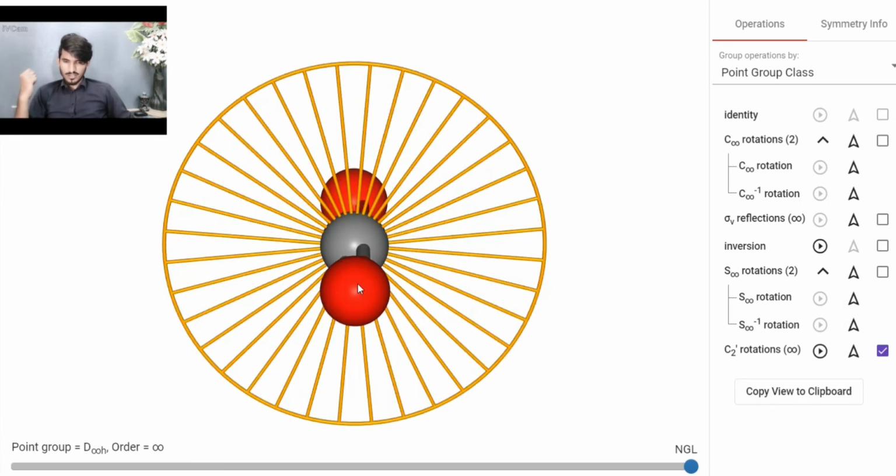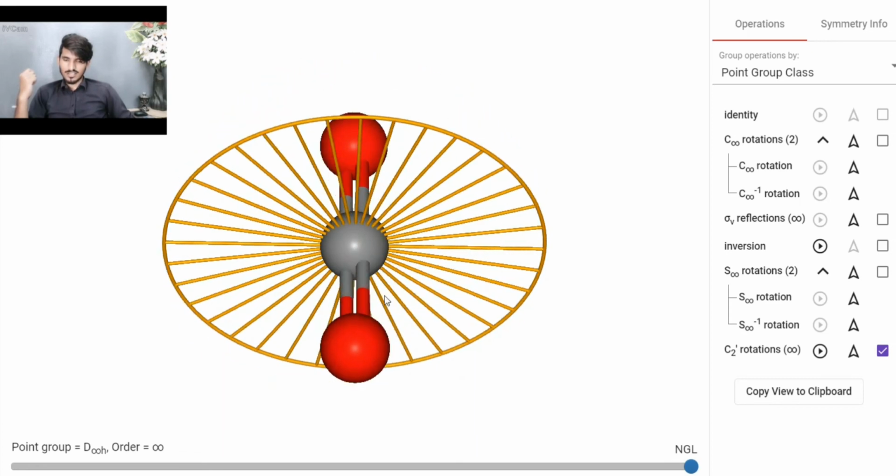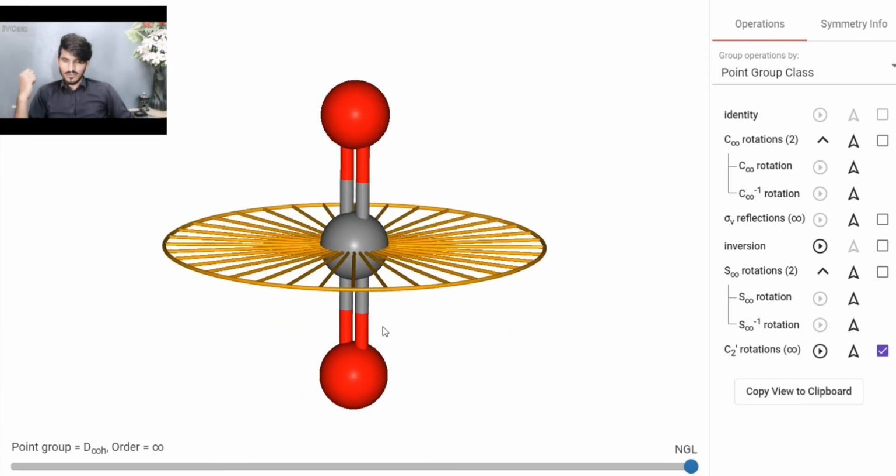There are infinite C2 axes just like this, because as you can see, at this point I have a C2 in which this atom will replace this atom, and this atom will replace this atom. Again, after changing the angle slightly I have another C2, changing the angle slightly again I get another C2, and again a new C2. So I have got an infinite number of C2s here.